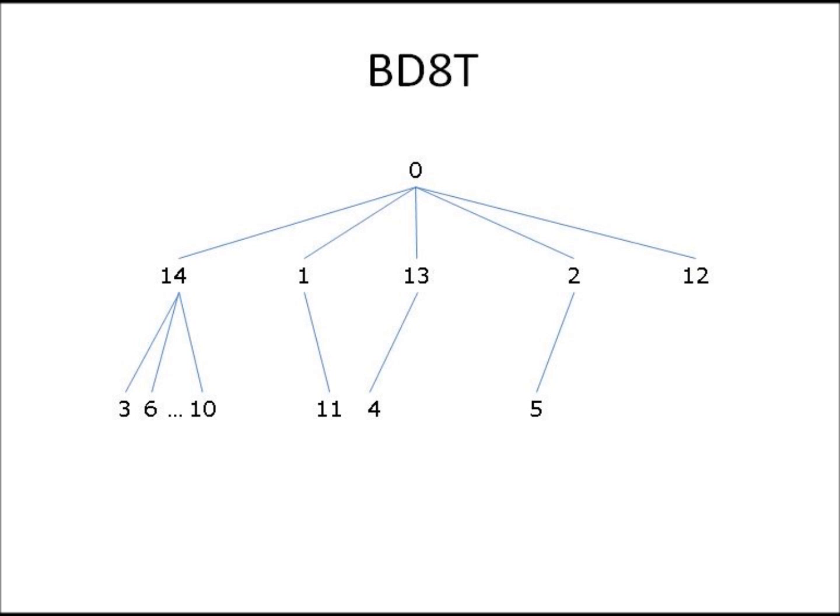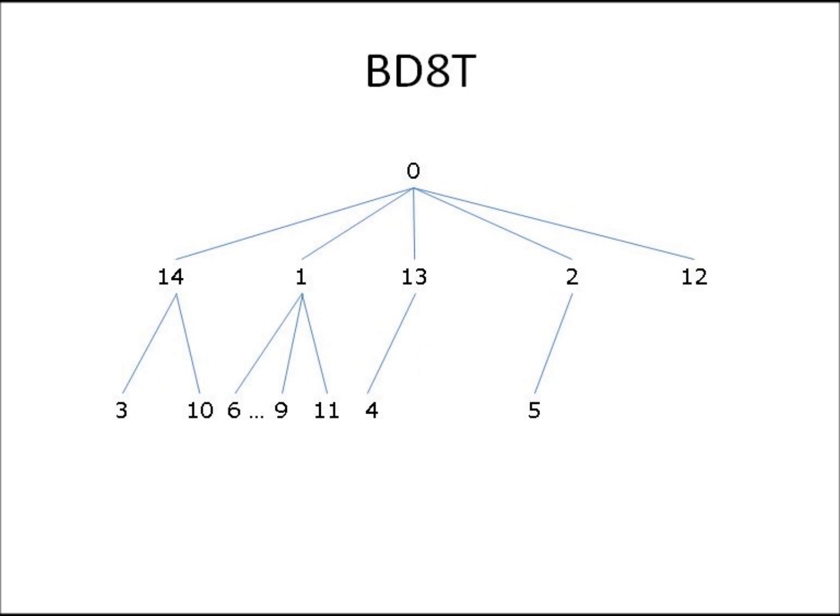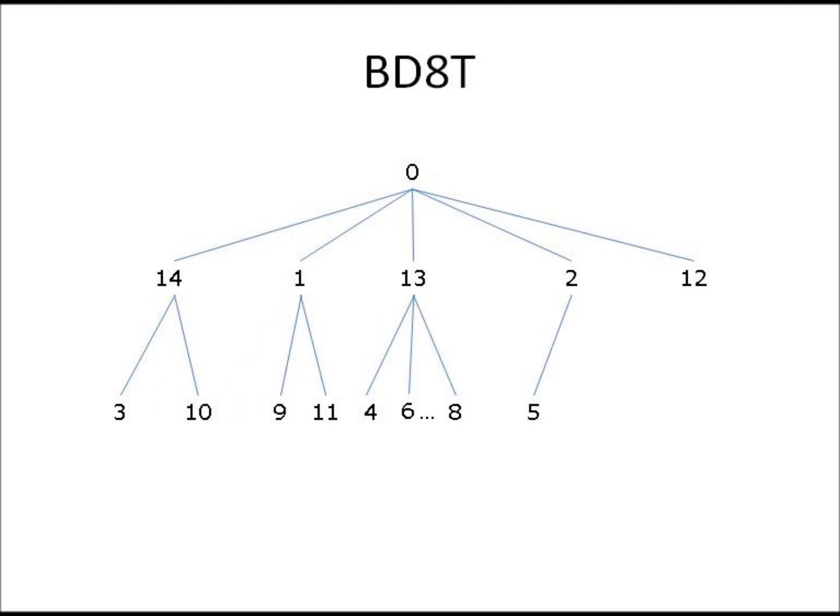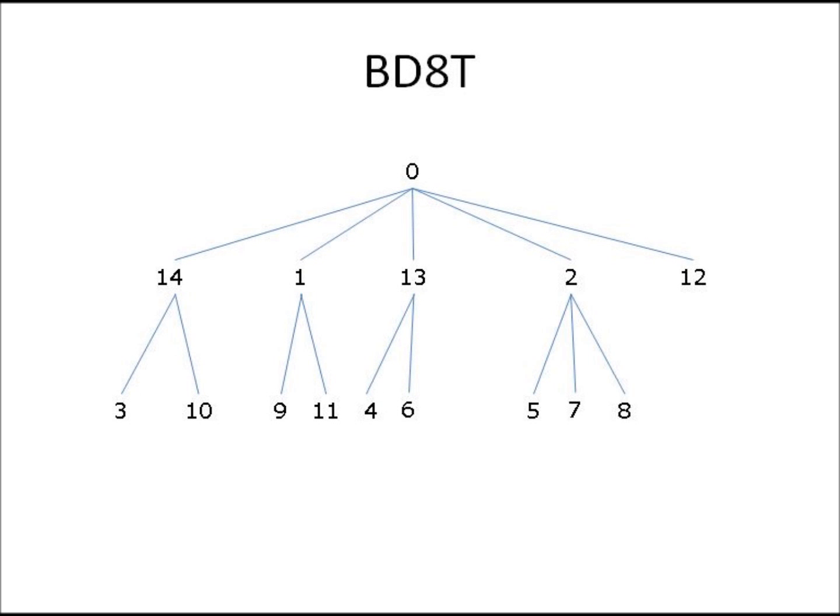Now, we will begin the second stage of the BD8T. Vertices with weights from 6 to 9 are transferred from 14 to 1, leaving only the vertex with weight 10 on the parent labeled 14. Notice that this step only leaves one extra child on parent 14. Again, we move vertices 6 through 8, leaving only one child, child 9. Finally, we move vertices 7 through 8, leaving only child 6 with the parent.